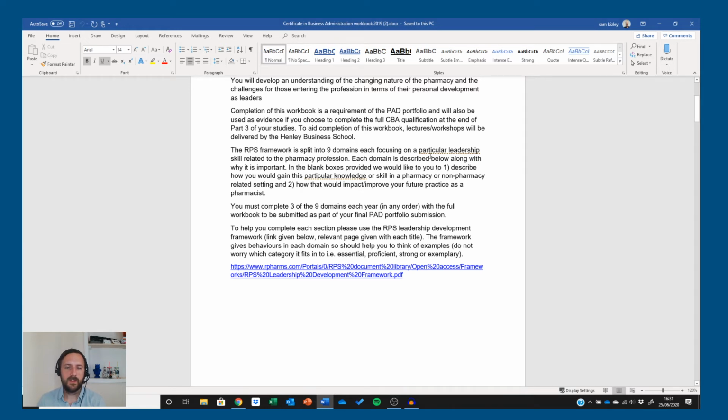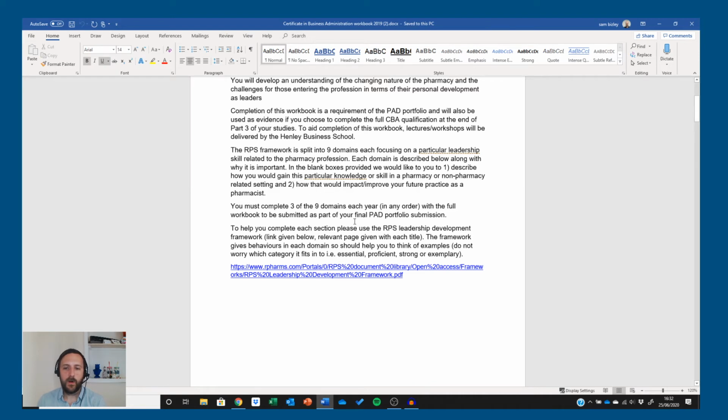And what I'm kind of asking you to do is, in each of those domains, which are all separate and they're all described separately, just describe how you would gain that particular knowledge or skill. So have a look at what the domain's actually talking about and how you would actually get to a point where you would develop that skill or knowledge, and how that's going to impact or improve your future practice as a pharmacist. So it's trying to make you see why it's relevant to you as a pharmacist. Think of some examples about your future practice, about why this would be important for you to have.